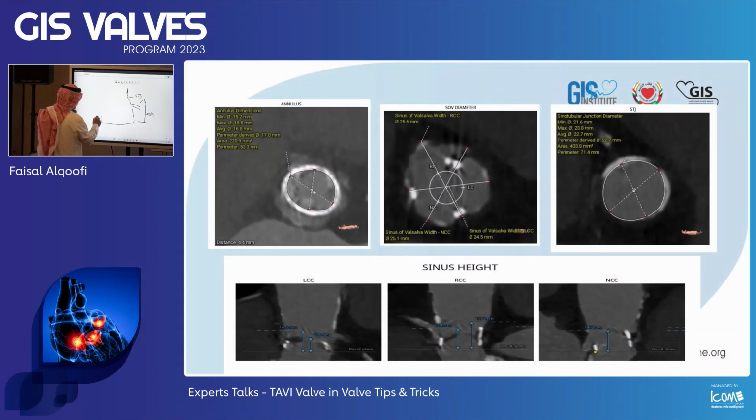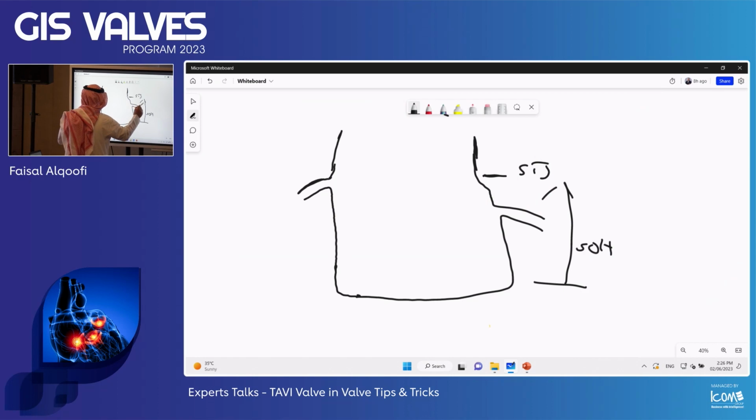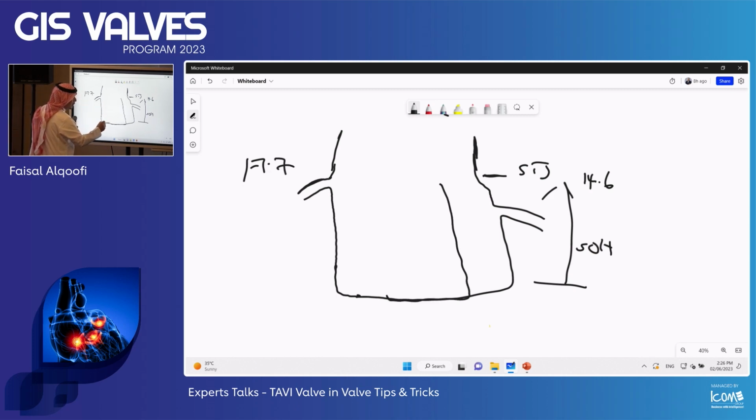According to the data, I will just try to remember the data. The RCA height is higher. 9.5 for the left main. So RCA is 13.4. This is the shape we were given in the CT scan. So the sinus height is 14.6 here, and on the left, 17.7. There is already a surgical valve here.